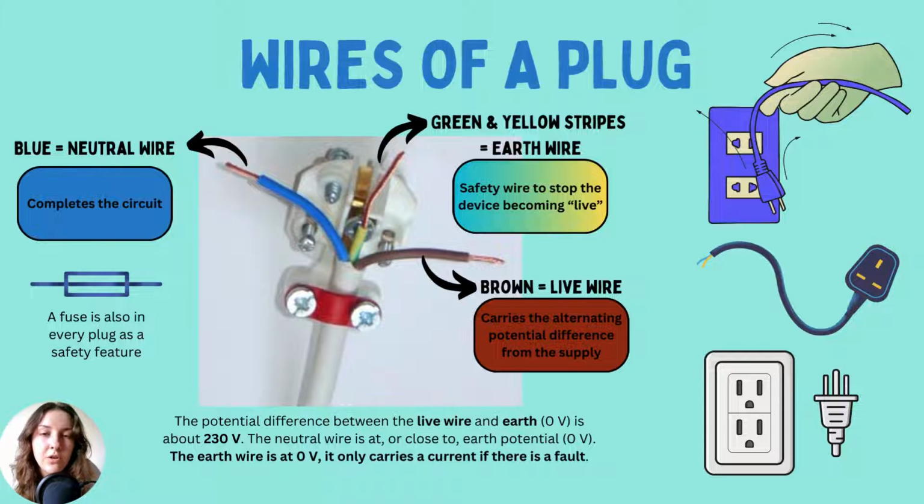It's very dangerous. But those three wires at GCSE, you need to be able to identify in a diagram, but you also need to know what they do. So, like I said, the live wire, the brown wire, is the one that has the biggest voltage. It has that 230 volts of electricity running through it.